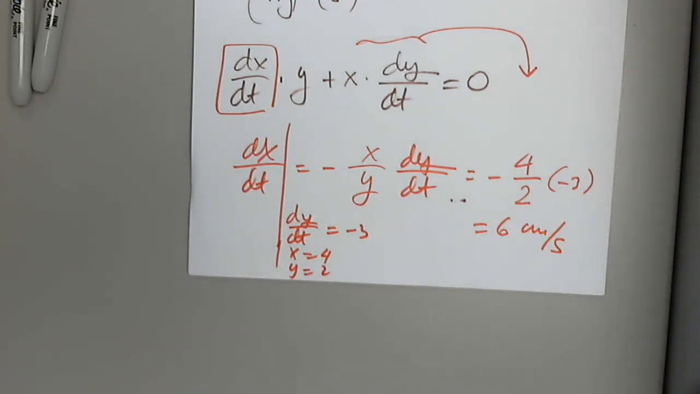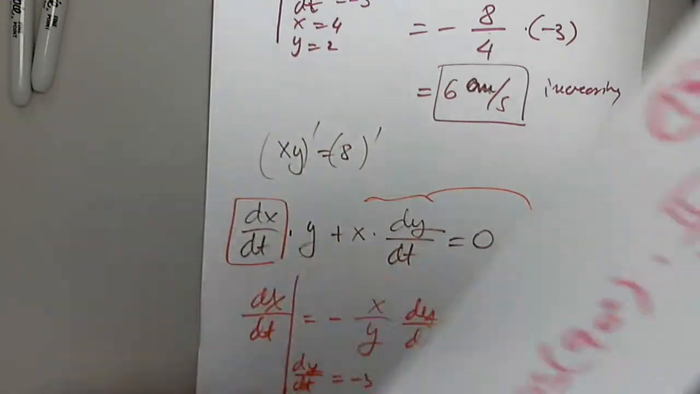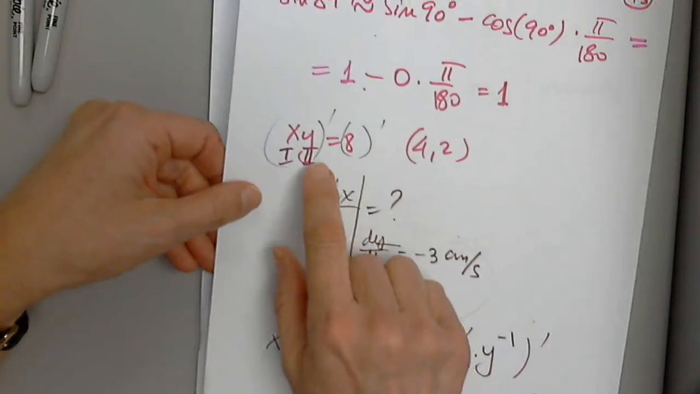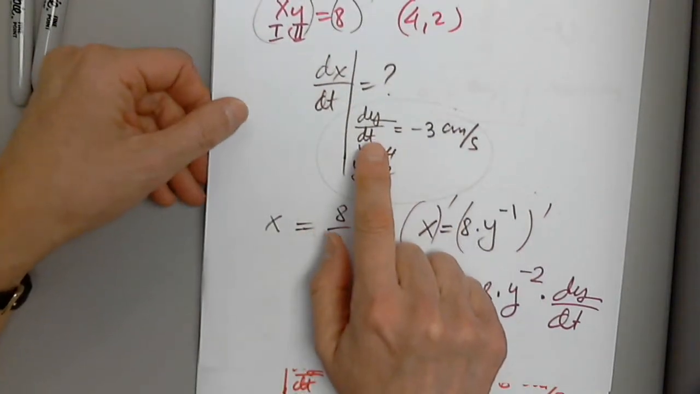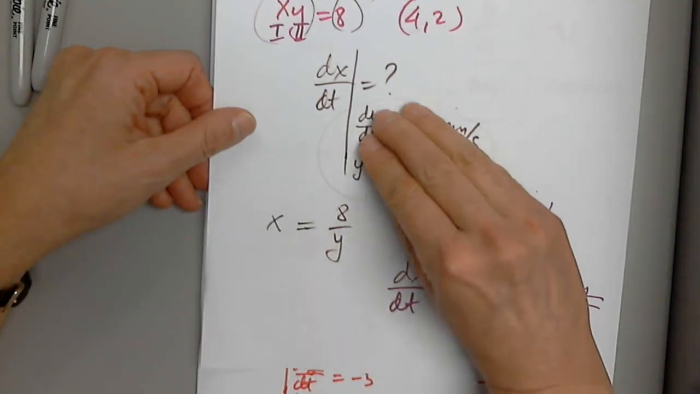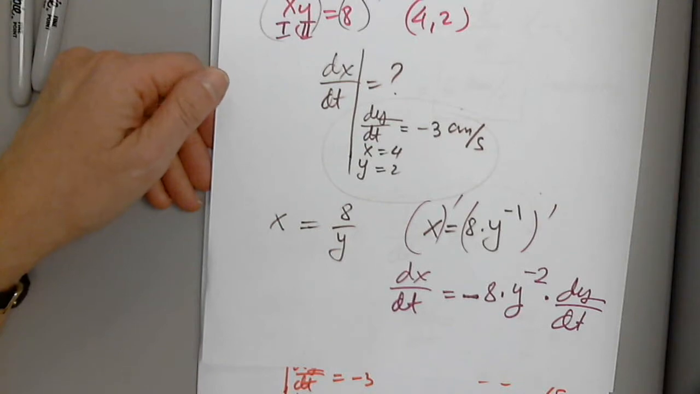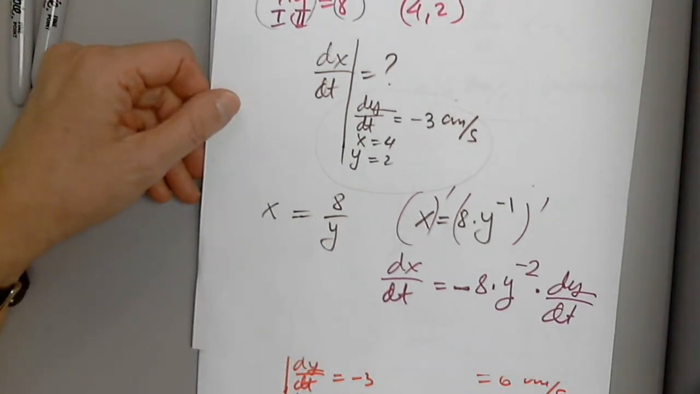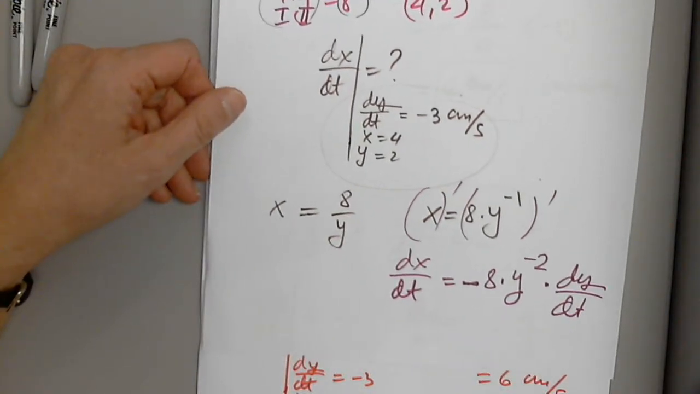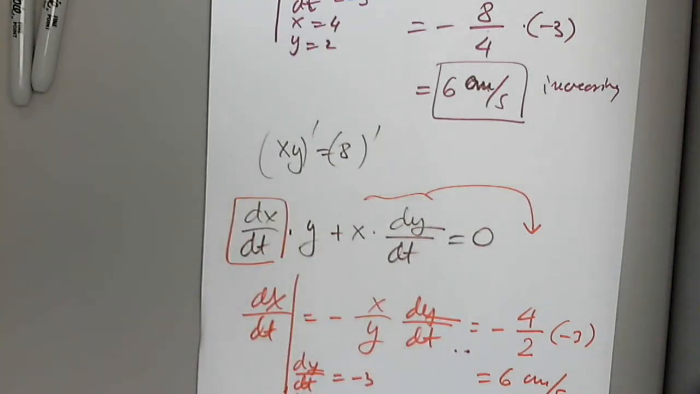Yes, please, Frederick. How do we know dy over dt is -3? It was given in the problem. That's why I copied it several times. This was given in the problem from the very beginning, but I made the point that this is not to be used till the very last step. Good. Other questions? Other questions for me here?